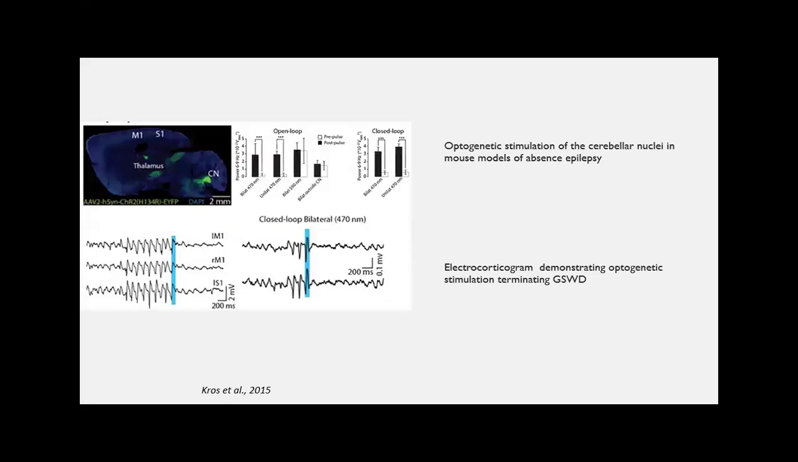This is a pictorial representation of optogenetic stimulation of the cerebellar nuclei. This is a model of absence epilepsy. We know that the connection with the thalamus is involved in absence epilepsy. So, with optogenetic stimulation of the cerebellar nuclei in mouse models of absence epilepsy, these closed loop stimulations led to terminating of generalized spike and wave discharges.